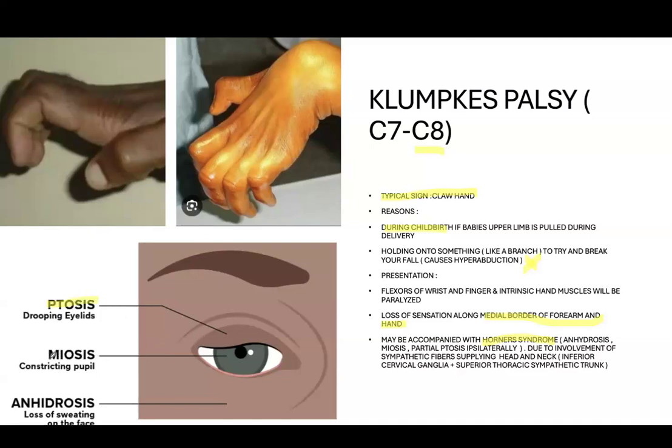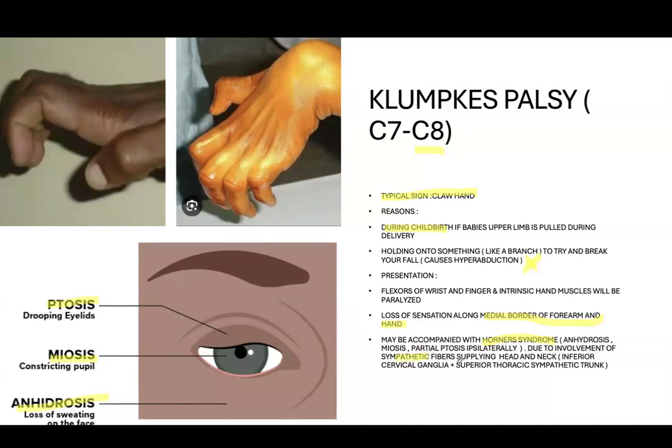Ptosis, which is a drooping eyelid, miosis, which is a constricted pupil, and anhidrosis, which is loss of sweating on the face. This is all going to be happening on the side where the sympathetic trunk is affected. And again, the sympathetic trunk starts from T1, which is in close proximity to C8, which means it could be affected along with Klumpke's palsy. And that's why you would have Horner syndrome. It's sympathetic fibers. You don't need to know the ganglia.